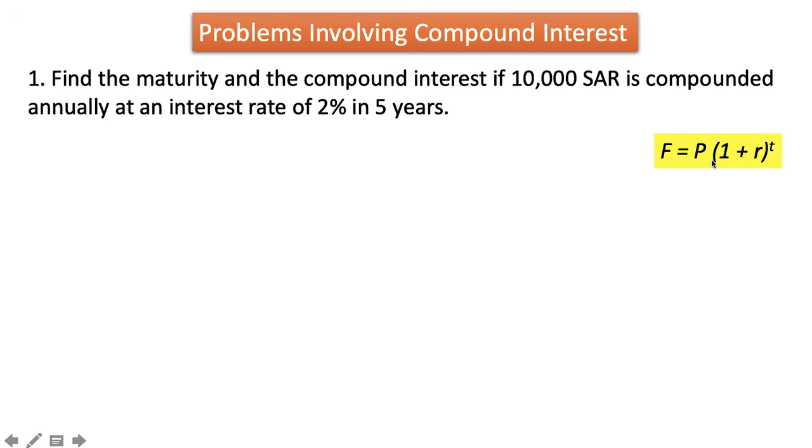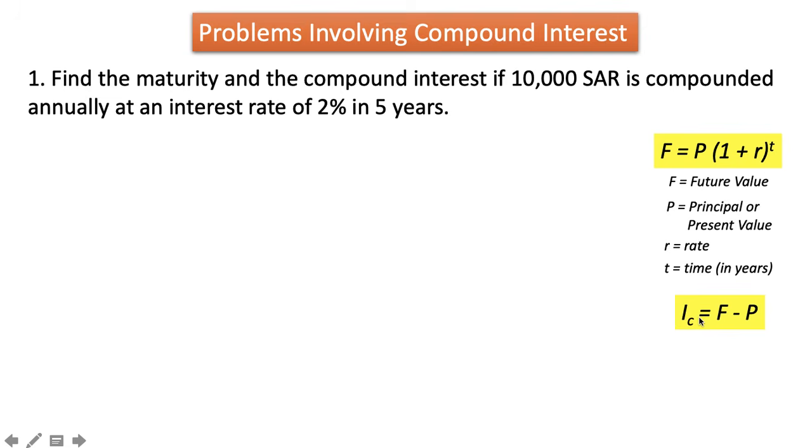F is equal to P times quantity 1 plus R raised to T, wherein F is the future value or the maturity amount, P is the principal or present value, R is the rate, and T is time in years. To solve for the compound interest, I subscript C is equal to F minus P, wherein I subscript C is the compound interest, F is the future value, and P is the principal or present value.